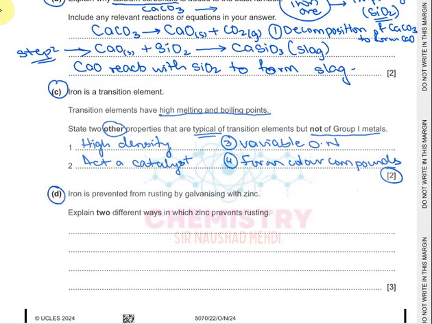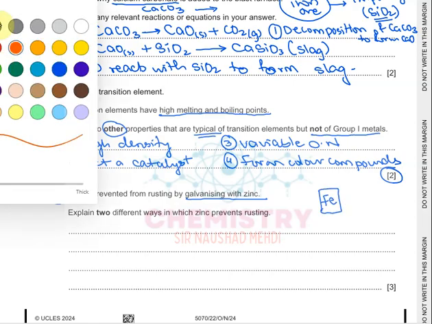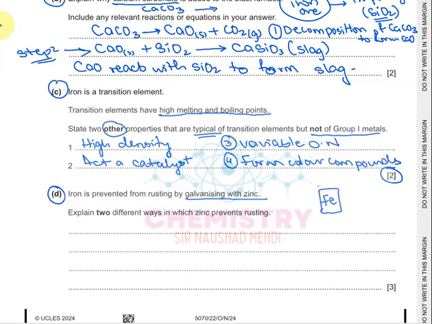Now in the next question, it is saying that iron is prevented from rusting by galvanizing with zinc. So in galvanization, what we do is coat the zinc on the iron, in order to protect the iron from rusting. So iron, Fe, is being protected from corrosion by galvanizing with zinc. So you create a protective layer of zinc around it. So this is the protective layer of zinc which will prevent the iron from getting rusted.